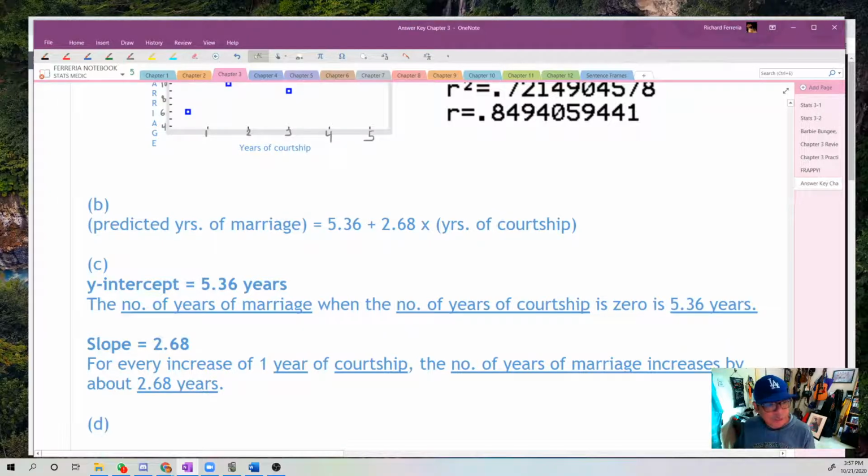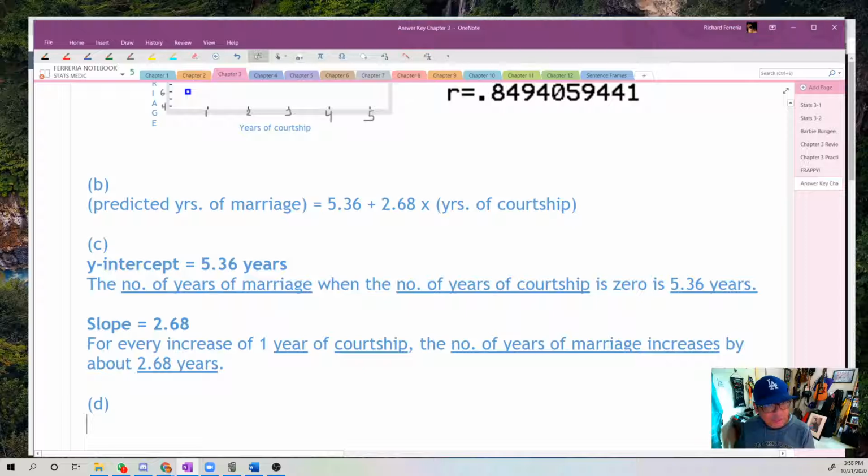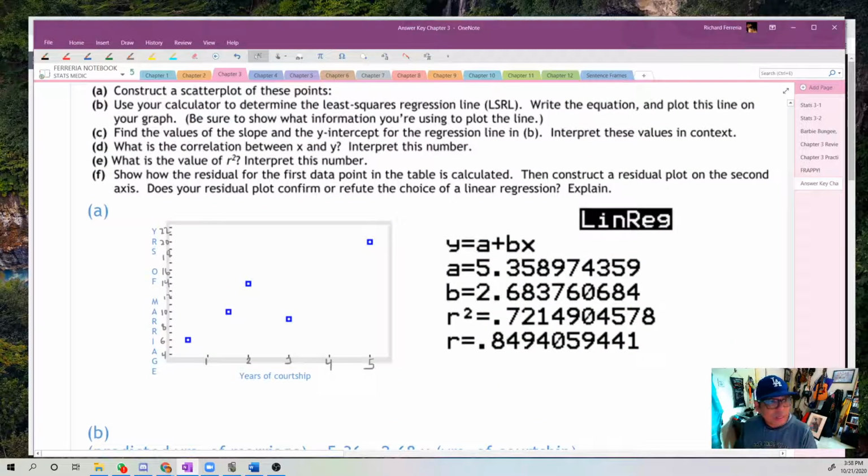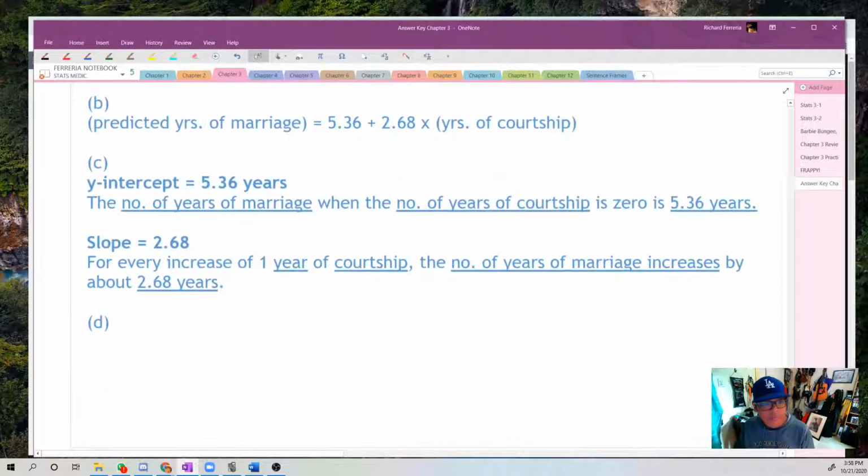As much as we do interpretations, we do have to remember that this is a statistics class and not an English class. Letter D. What is the correlation between X and Y? So correlation is this R, which is 0.849. So correlation is equal to 0.